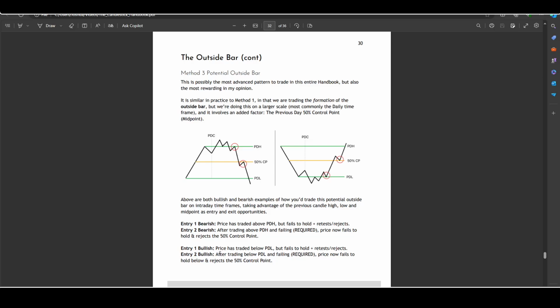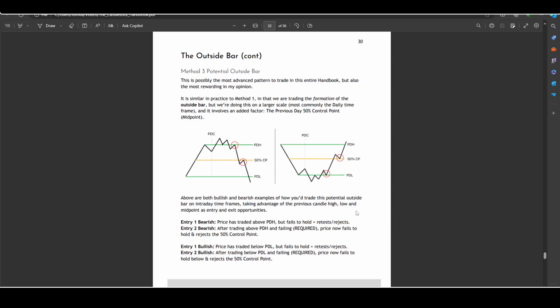And then, of course, like I said, the second entry, getting back above that control point. Price now fails to hold below and rejects the 50% control point.